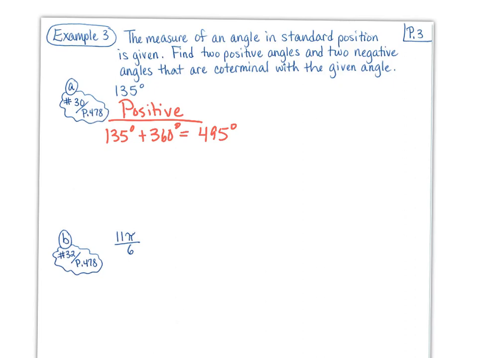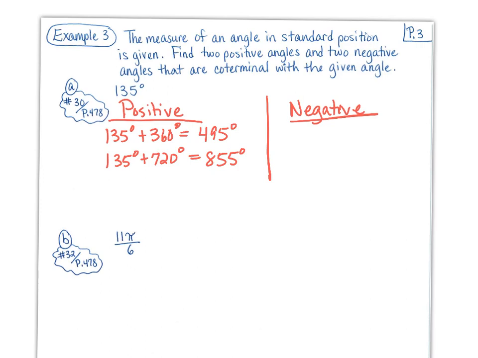Now, we can take 135 and add 720 degrees to it. That means we're going around twice, right? Whenever we do that, that'll give us another positive coterminal angle. So 135 degrees plus 720, what does that give us? 855 degrees. Good. That's another positive angle that's coterminal to 135. Find two negative ones. Find two negative coterminal angles to 135 degrees.